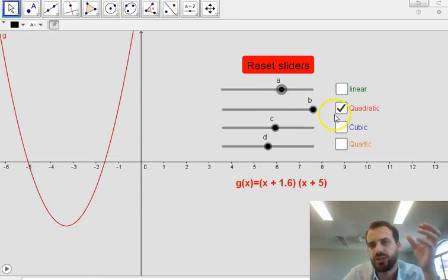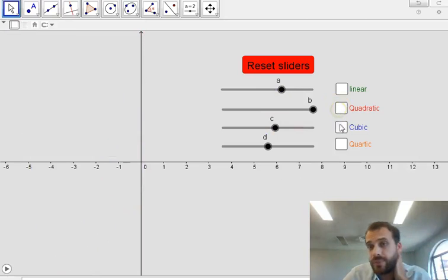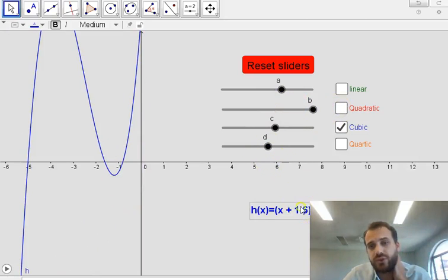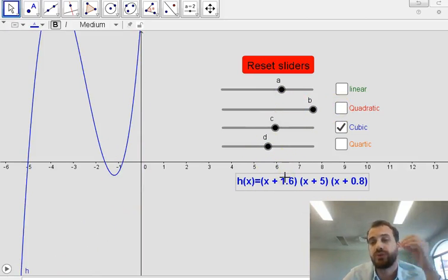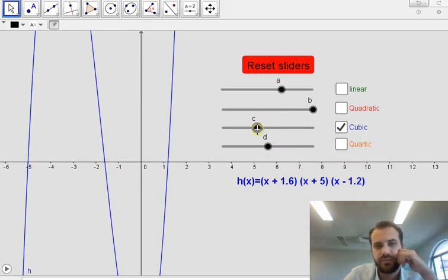Now, of course, that doesn't just work for quadratics, it works for cubics as well. So here we have 3 roots. It passes through 3 places. Negative 5, it passes through negative 1.6 and it passes through negative 0.8. And that's a direct result of these 3 functions. If I change one of them to a negative, that means that the root's going to be positive.